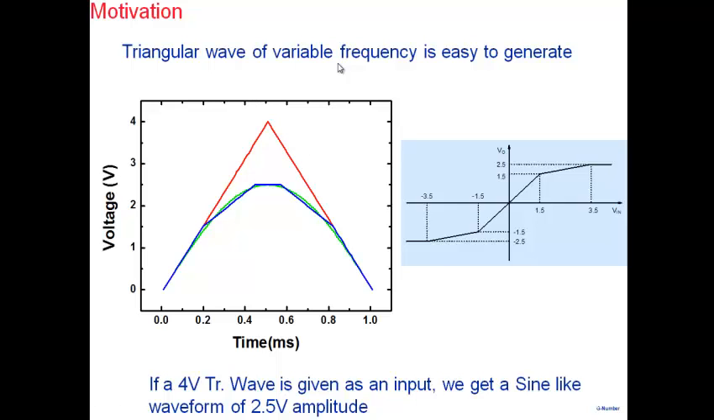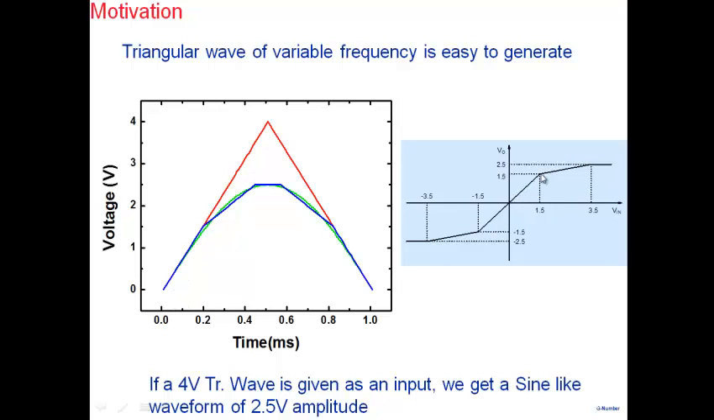So assuming that the triangular wave is easy to generate with variable frequency, one way in which we can generate a sinusoid is to take the triangular wave that you see here, and shape it such that you get a sinusoid. For example, if I take the triangular wave and pass it through my circuit which has this kind of V0 versus Vin characteristic, then for voltages up to 1.5, my output follows the input.